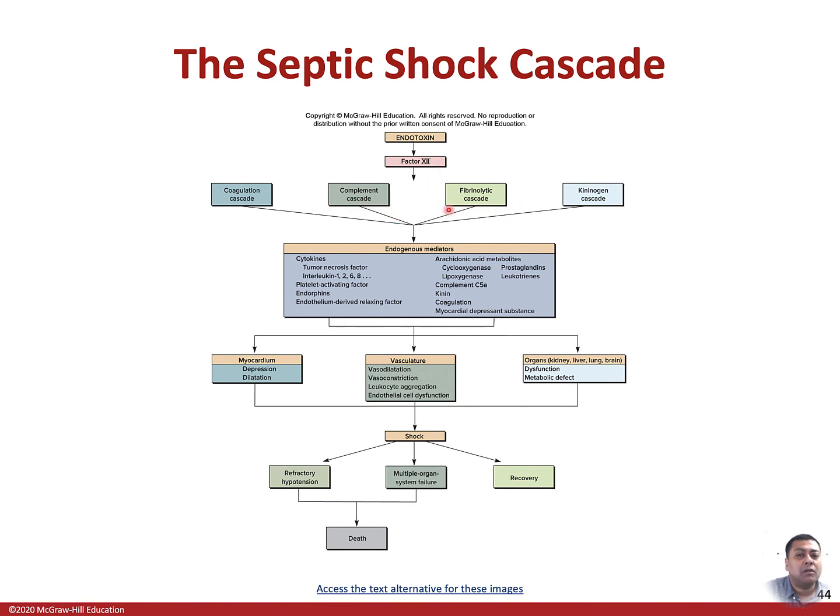The fibrinolytic cascade will also cause different fibrinogen-type material, which is responsible for blood clotting. This is the fibrinolytic cascade, and also the kininogen cascade. What are the different things? These will lead to, first of all, and this is the most important part, release of lots of cytokines like tumor necrosis factors, lots of interleukin, platelet activating factor, endorphins, endothelium-derived relaxing factor. And then right here, they're also going to produce some arachidonic acid metabolites.